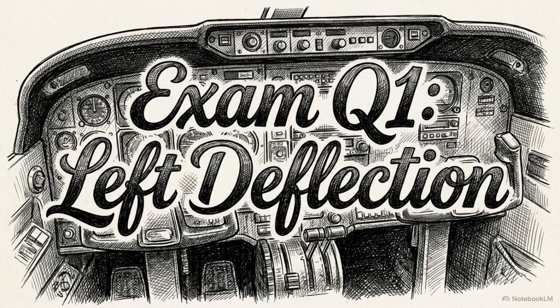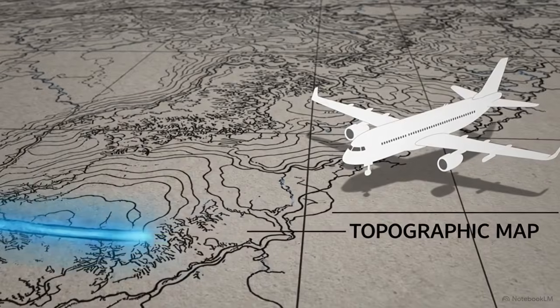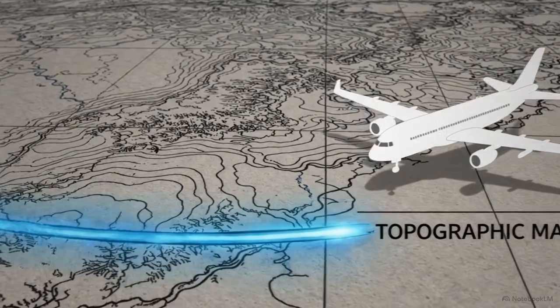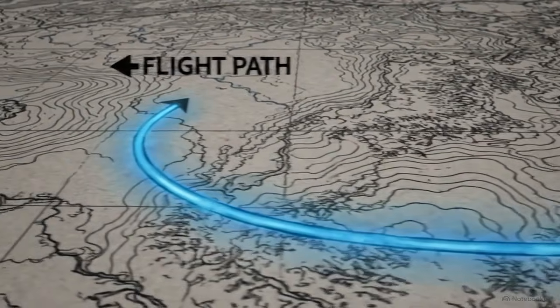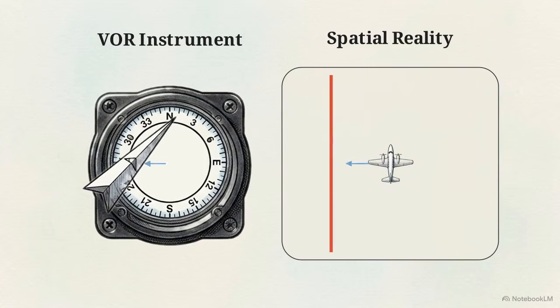Take this common question. The CDI needle is deflected left. Where is the selected course? Rather than searching your memory for a textbook paragraph, apply the map. The needle is a literal pointer blind to aircraft heading. If it points left, the line is left. Therefore, the answer is straightforward. The selected course exists in space to the left of the aircraft.